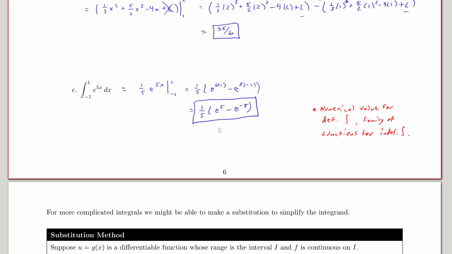Okay, so that's it for the easier problems. Now we want to move on to some methods. On the next page, we'll review substitution. That's really your biggest method, but integration by parts will be important for us as well. So let's move on to page 7.